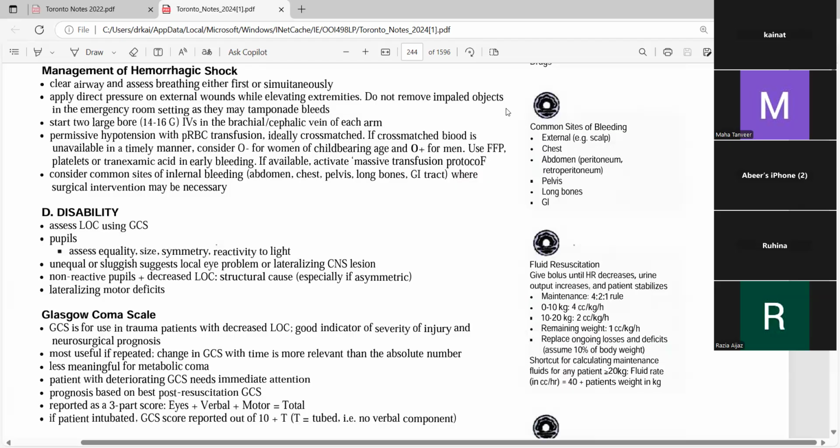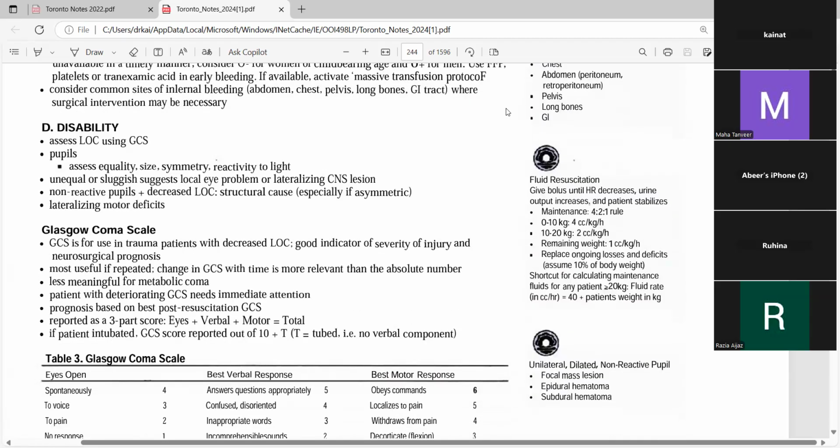Maintenance is the 4:2:1 rule. From 0 to 10 kg, it's basically 4 cc. Then 10 to 20 kg is 2 cc, so it means 4 cc plus 2 cc. Then for the remaining weight we add 1 cc. Then replace ongoing losses and deficits; assume 10% of the body weight. Shortcut for calculating maintenance when they give you more than 20 kg: fluid rate equals 40 plus patient weight in kg.